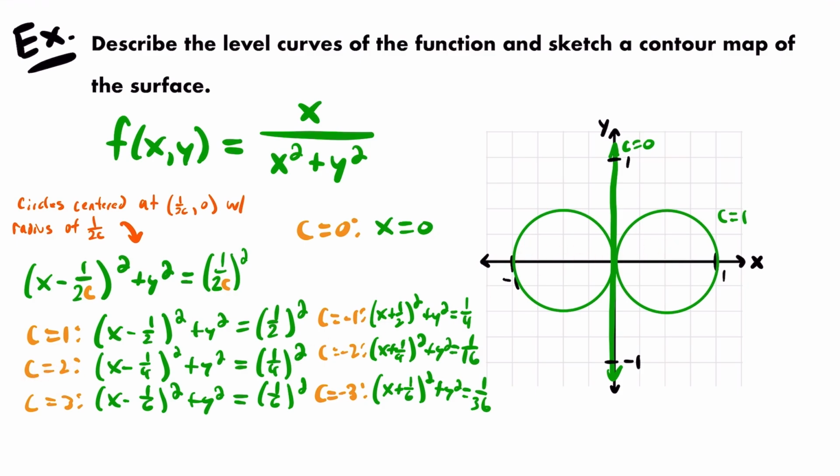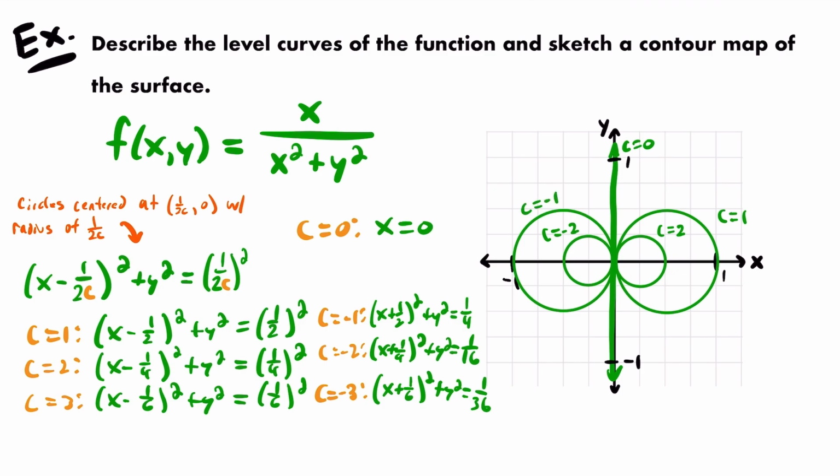c equals 2 is a circle with a center of 1/4, 0, with a radius of 1/4. So the center will be right here. That's 1/4, 0. And then there's a radius of 1/4. So we'll go up 1/4 unit in each direction. So that circle will look like this. That will be c equals 2. And then c equals -2 will be that same circle but reflected about the y-axis. It will have a center of -1/4, 0. So that circle will look like this. That will be c equals -2. And I forgot to label the other one. This is c equals -1.